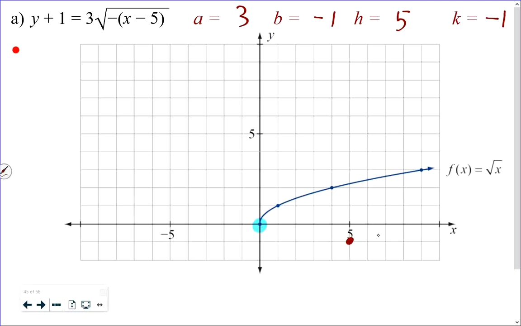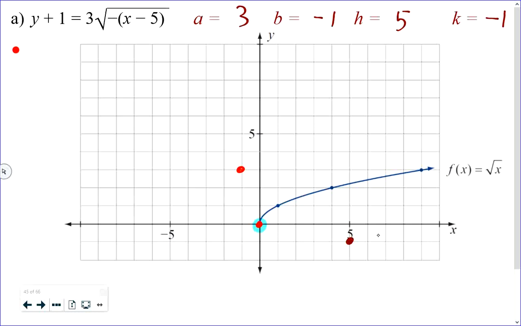So this point ends up going over to this location. What about this key point? Well, if I stretch this vertically by a factor of 3, it's going to end up here. And then I'm going to reflect it across the y-axis, which will put it here. Now, I have two options at this point. I can take that point where it's residing right now, and I can move it 5 to the right and 1 down because h is 5 and k is -1.